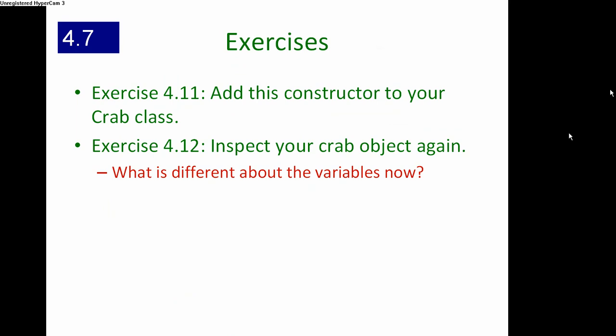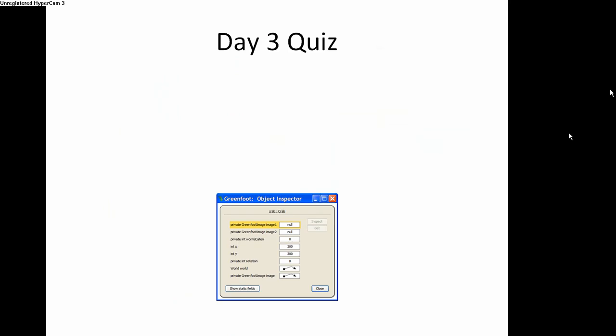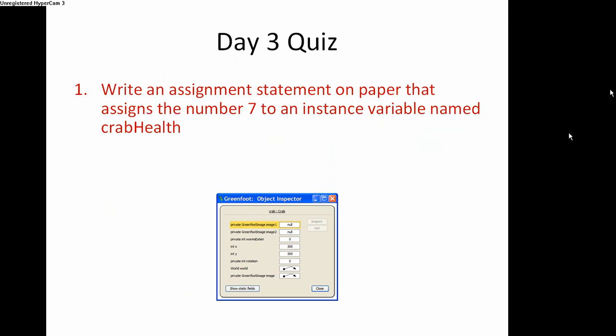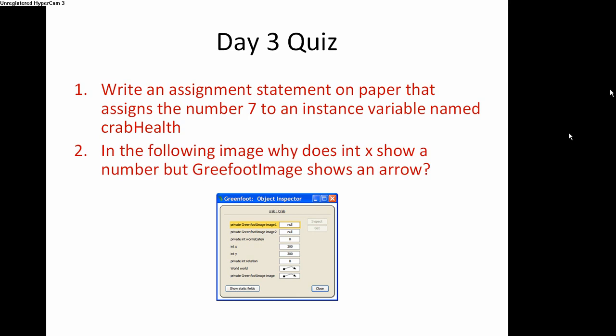Okay, do these things. Okay, do this and answer these questions. And here's your quiz. Write an assignment statement on paper that assigns the number 7 to an instance variable named crab health. In the following image, why does int x show a number? So if we look here, there's a number there, but there's an arrow there. Why?